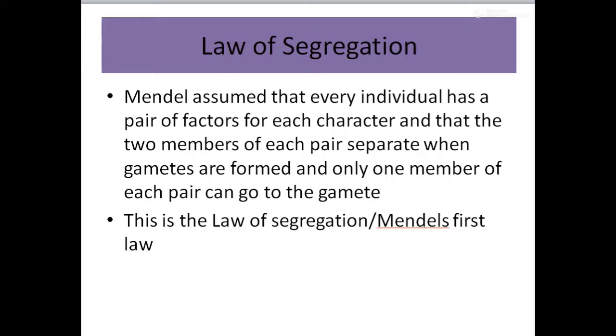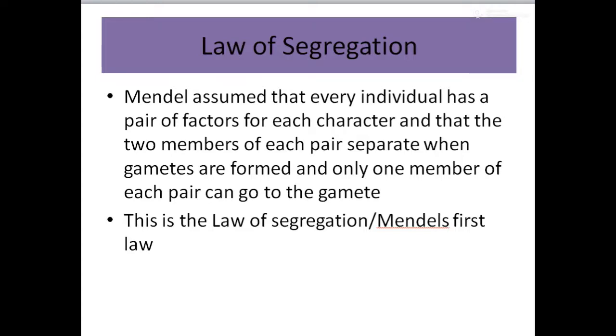Mendel assumed that every individual has a pair of factors for each character, and the two members of each pair separate when the gametes are formed, and only one member of each pair can go to the gamete. This was the law of segregation, or Mendel's first law. He was saying that even in the F1 generation, when one particular trait was expressed, some qualities of the other parent also remained hidden in the F1 variety.